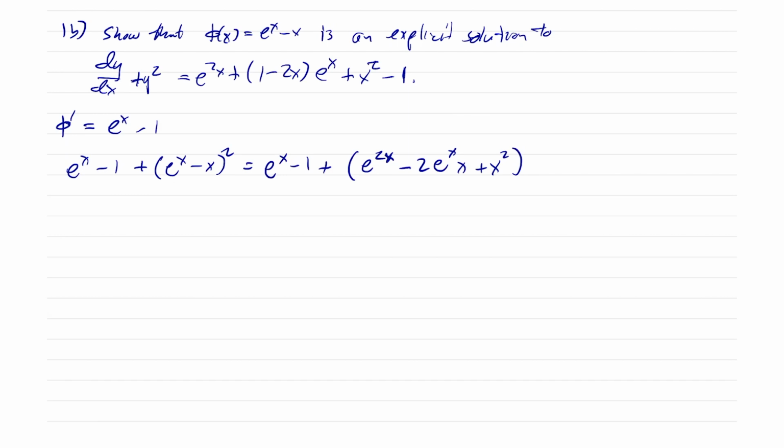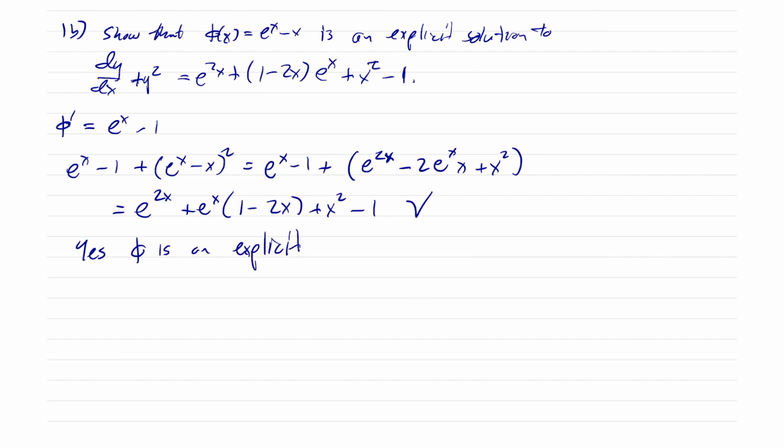Let's see. So it looks like they have an e to the 2x here, and then we have an e to the x. Let's go ahead and see if we can factor that out. So our e to the 2x, we're going to move out to the front, just like what they have. So we have e to the 2x. And now we have an e to the x minus e to the x times negative 2x. So that's going to be plus e to the x times 1 minus 2x. Right? And now we have this guy, plus x squared, just all on its own, and then minus 1. Now if we take a look, that is exactly what we have here. So yes, phi is an explicit solution to the differential equation.